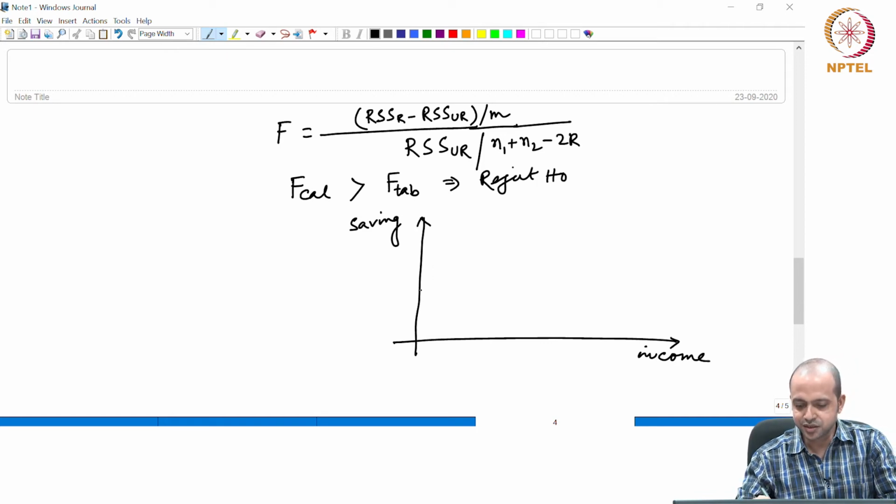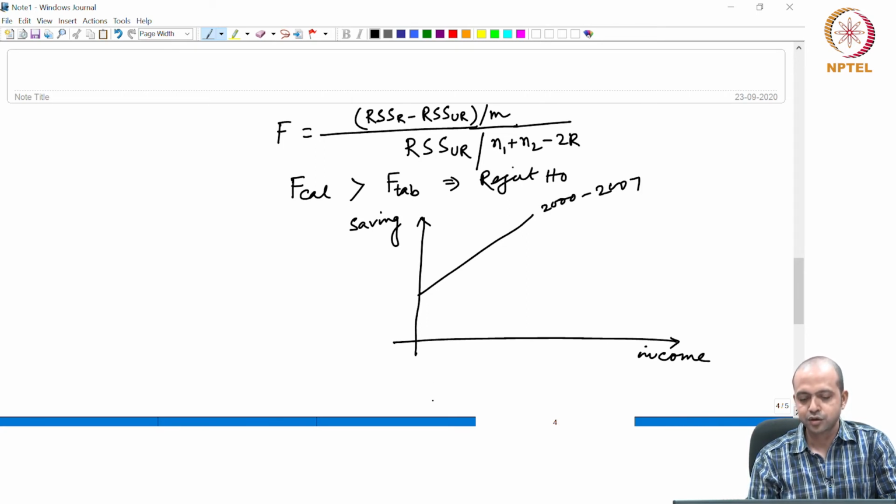So, let us say this is my pre-financial crisis relationship, 2000 to 2007. Now, the post-financial crisis relationship could be either this. So, what is happening here? There is a change in slope, but there is no change in intercept, okay?